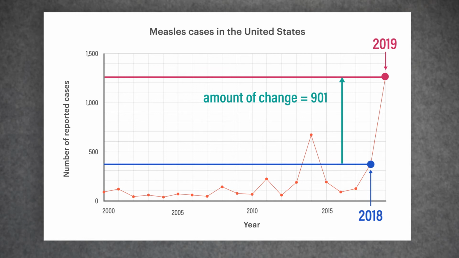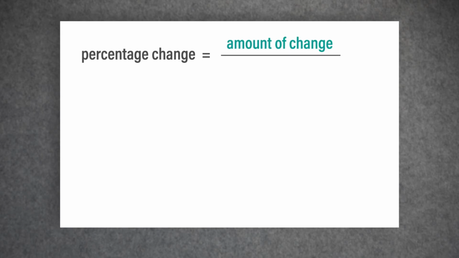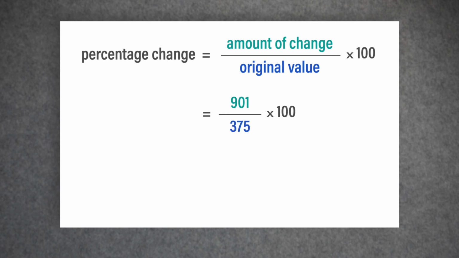We can get a better sense of how big this increase is by comparing it to the original value that we started with. We calculate the percentage change by dividing the amount of change by the original value, then multiplying it by 100. In our example, the percentage change is 901 divided by 375, which is 2.4. Multiplying this by 100 gives us an increase of 240%.